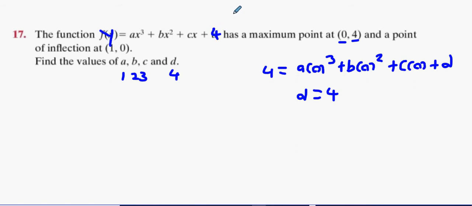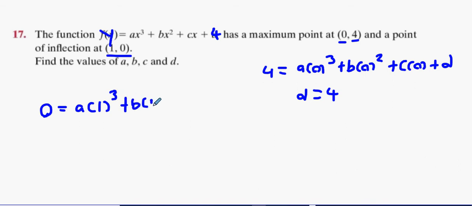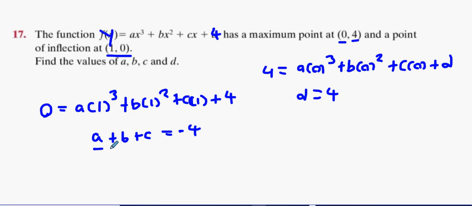Right. I'm going to do the same thing for 1, 0. What does 1, 0 mean? The y value is 0 when the x value is 1. So a times 1 cubed plus b times 1 squared plus c times 1, c multiplied by 1, plus the number 4, which is d, equals 0. Everybody code that? Would everybody be happy with a plus b plus c equals minus 4? Okay. Now that's 2 equations using 2 points.